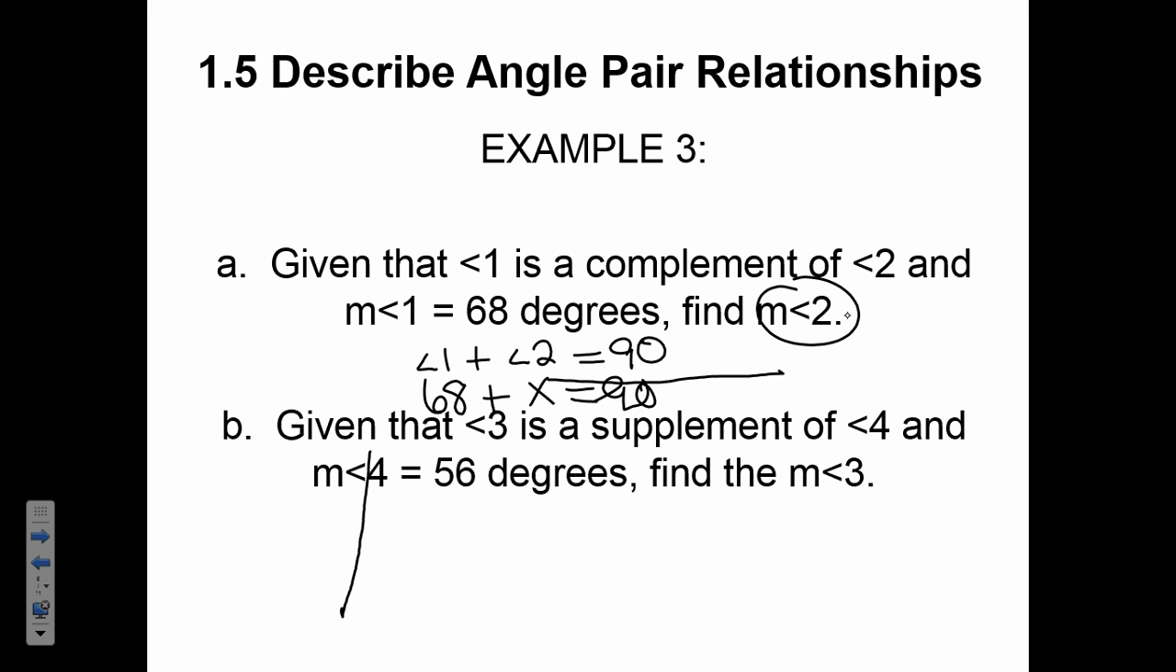So I find out that the measurement of angle 2, I would subtract the 68 from both sides, and I find out that the measurement of angle 2 would be 22 degrees. Don't forget your degrees. Now, since these are supplements, I know that they add up to 180. So I would have to take this and subtract it from 180 to get the measurement of angle 3.